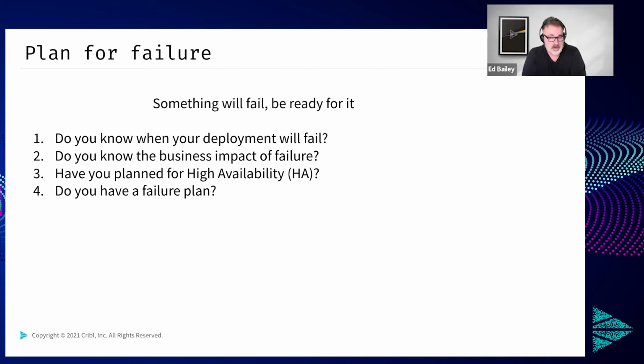Have you been planning for high availability? Do you have single points of failure? You want to document those and bring them up to your leaders and say, do you care or do you not? And if we do care, here's the plan to deal with it. And finally, do you have a failure plan? If your primary data center goes down, what are you going to do? Do you have the ability to use something like a DNS load balancer? Do you have the ability to have global failover? Do your endpoints have the ability to queue?